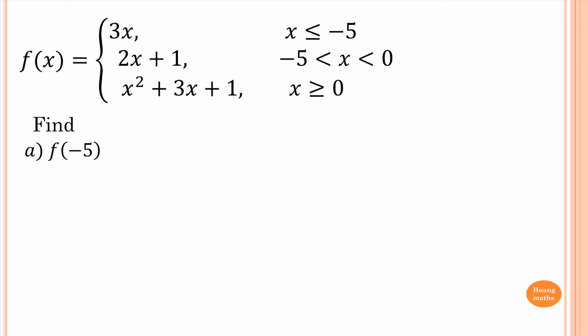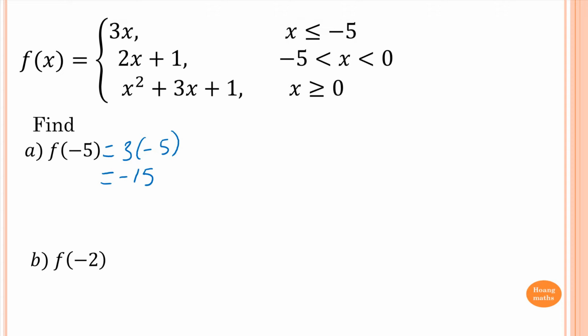Now this sort of function is called a piecewise function because it has several domains. The question is find f of minus 5. So in other words, -5 is less than or equal to minus 5. So it has to be in this domain here. So therefore, this is the function we are looking at. So f of minus 5 is equal to 3 lots of minus 5, which is 3 times 5 is 15, but it's -15.